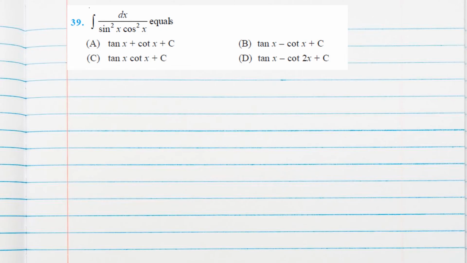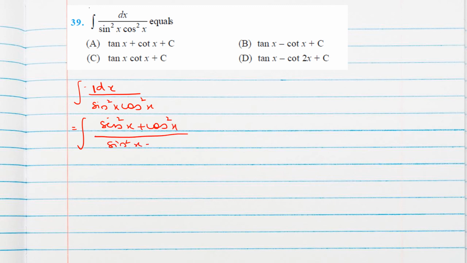Question number 39. Integral is dx by sine square x plus cos square x. So here 1 is there. So in place of 1 we'll substitute sine square x plus cos square x. Then we separate the integral. First we can separate the denominator here. So sine square x by sine square x cos square x plus cos square x by sine square into cos square.